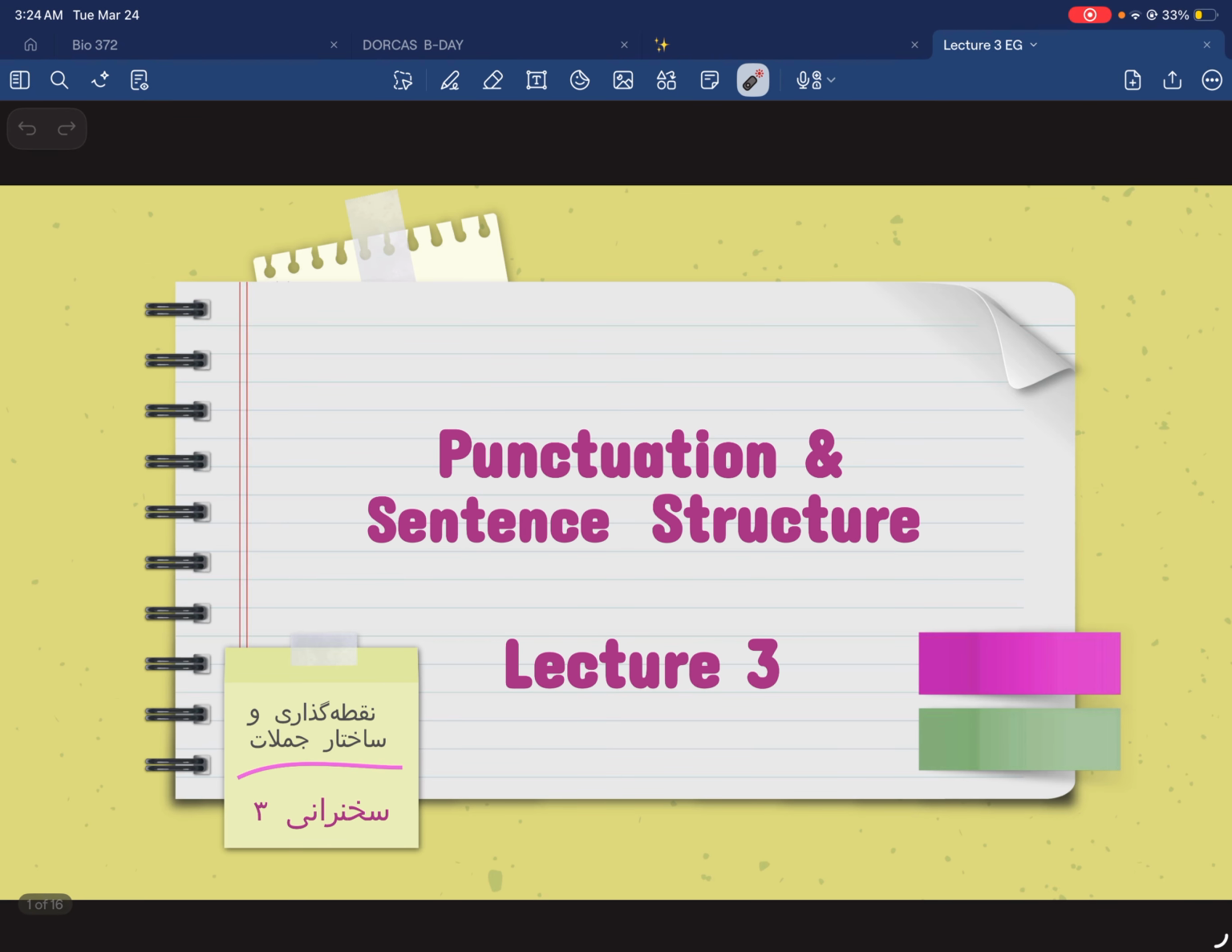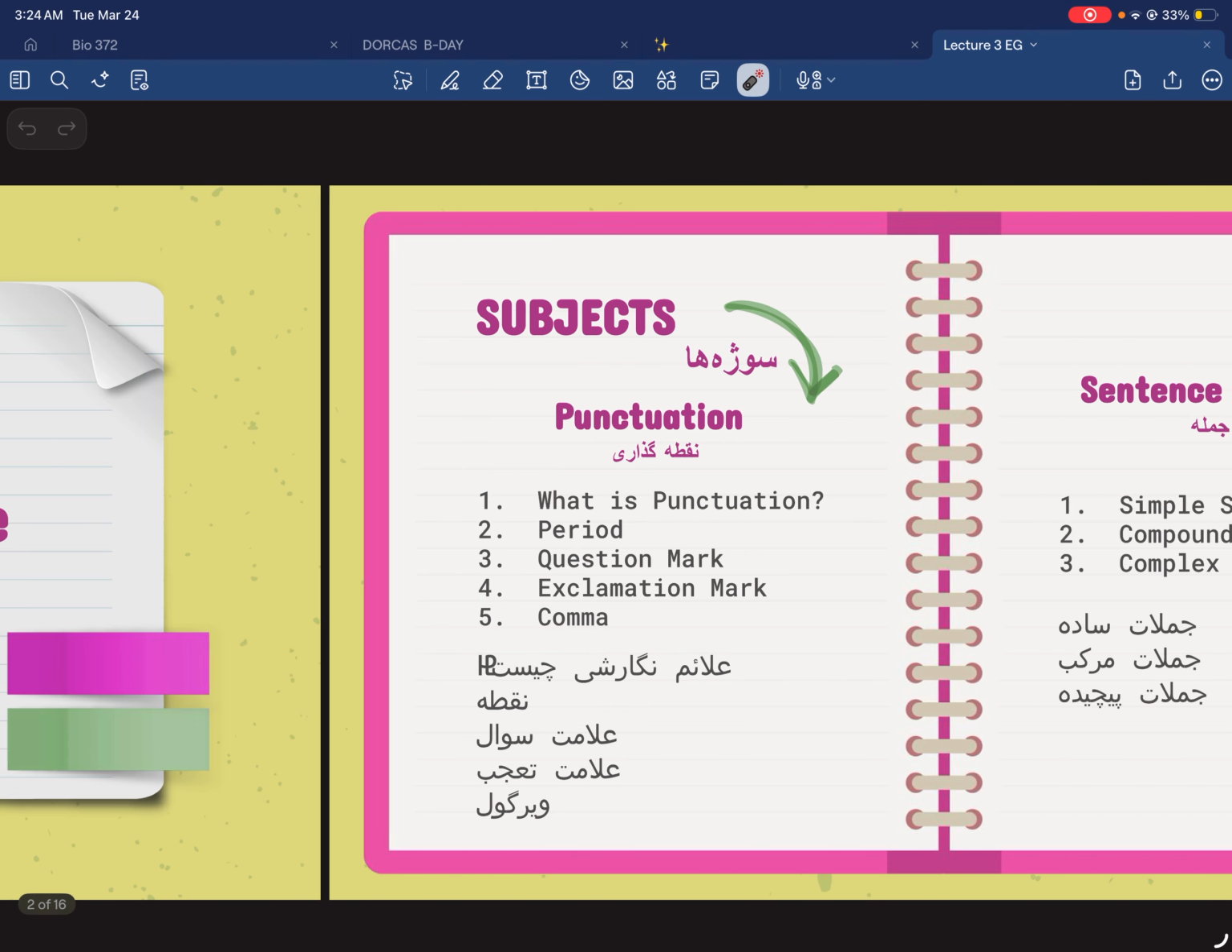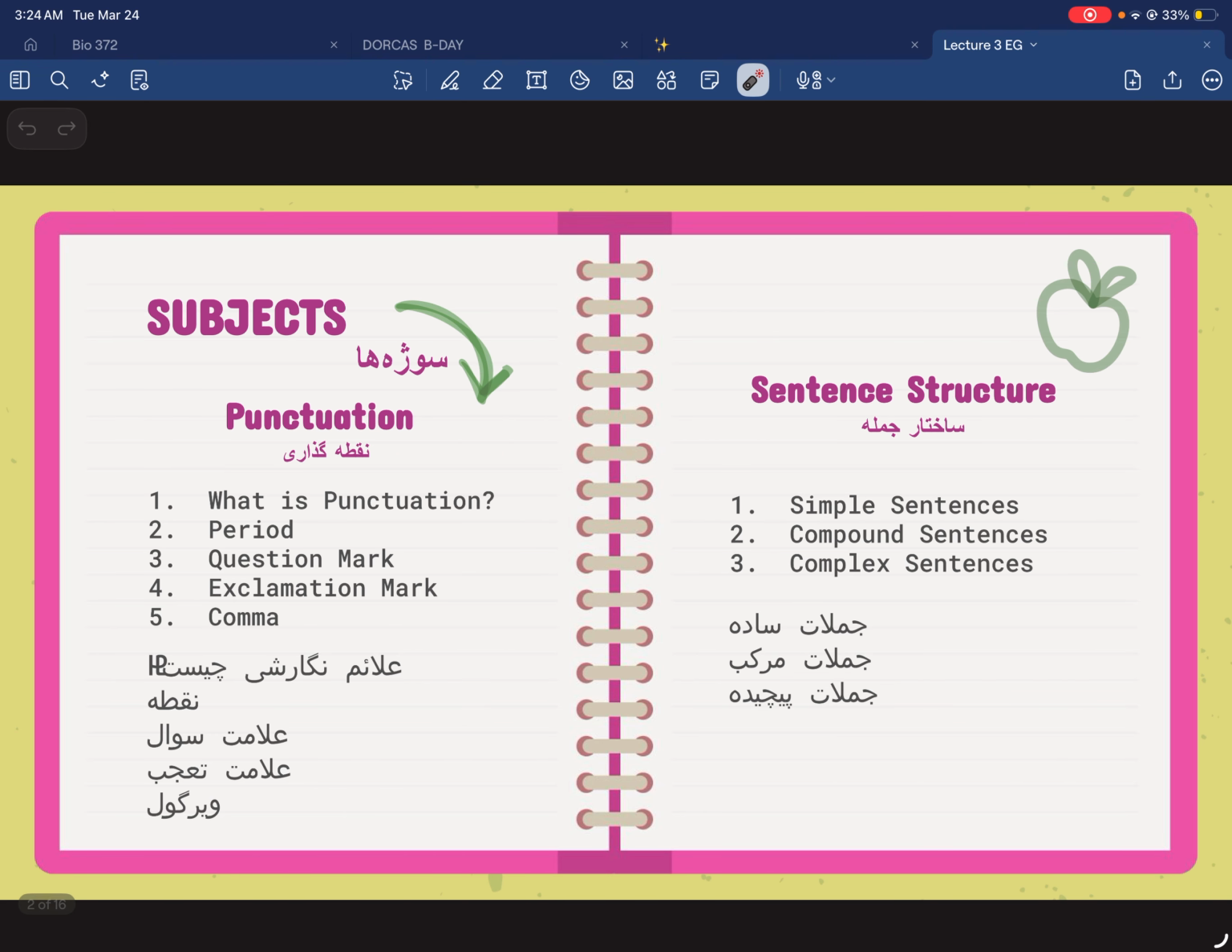Everyone, so today we will be learning about punctuation and sentence structure. This is basically the overview of what we want to cover in this lecture. So, we're going to be learning about punctuation in regards to what is a punctuation, periods, question marks, exclamation marks, and commas.